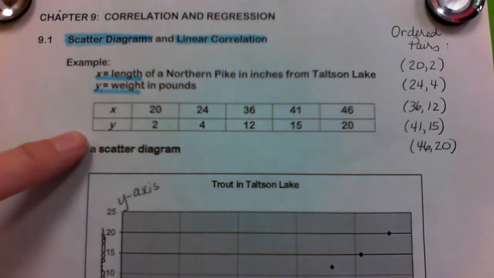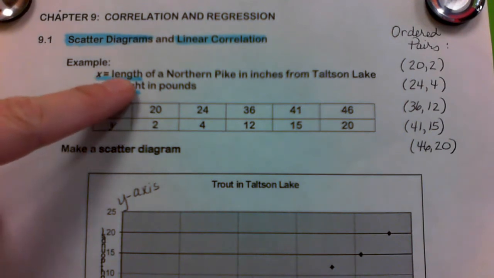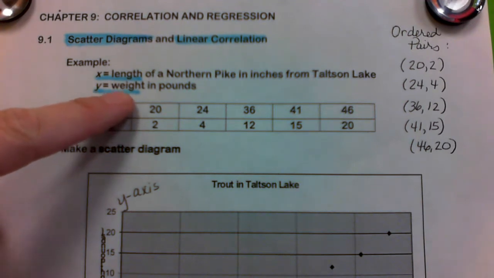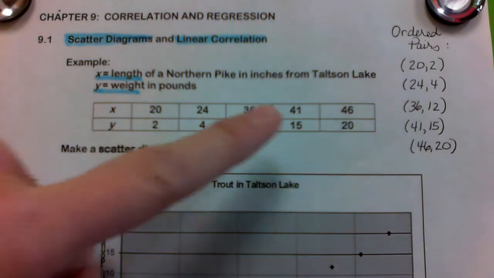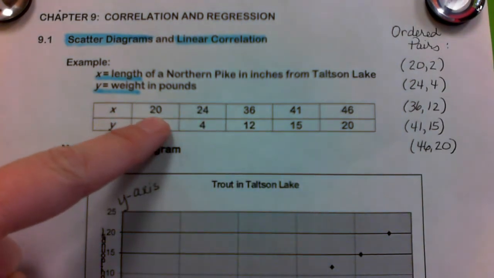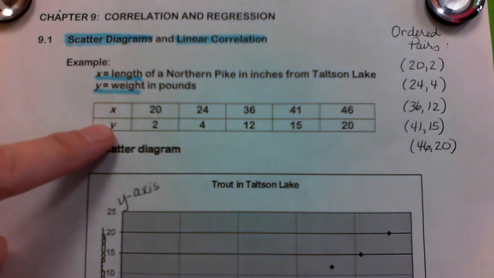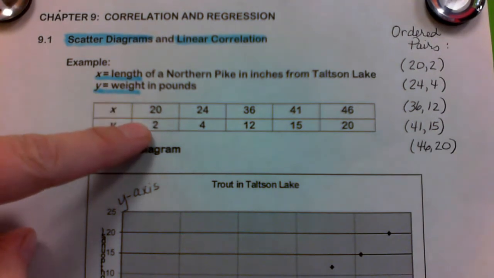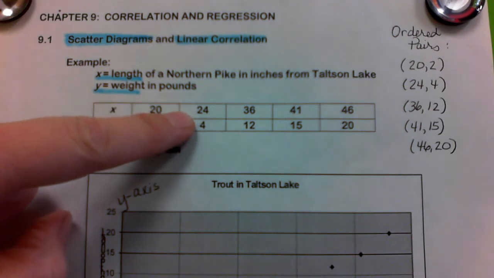So in this example we have the x variable, which represents the length of a fish, and the y variable, which gives us the weight of the fish. And we have this table with all of these x values. So this means the fish is 20 inches in length, 24 inches in length, and so forth. And then our y value tells us its weight. So this fish that is 20 inches in length weighs 2 pounds. This fish that is 24 inches in length weighs 4 pounds.